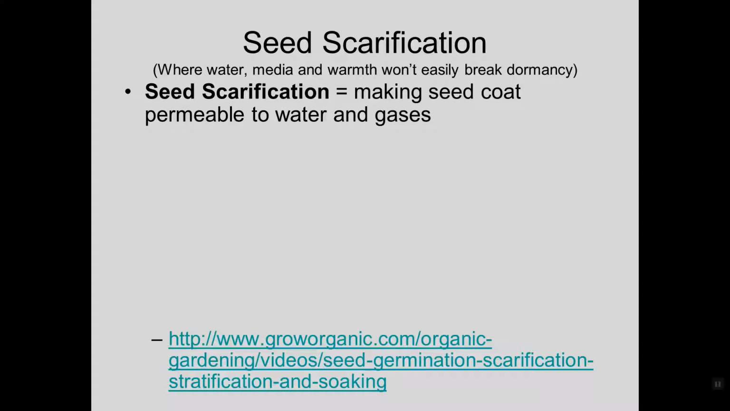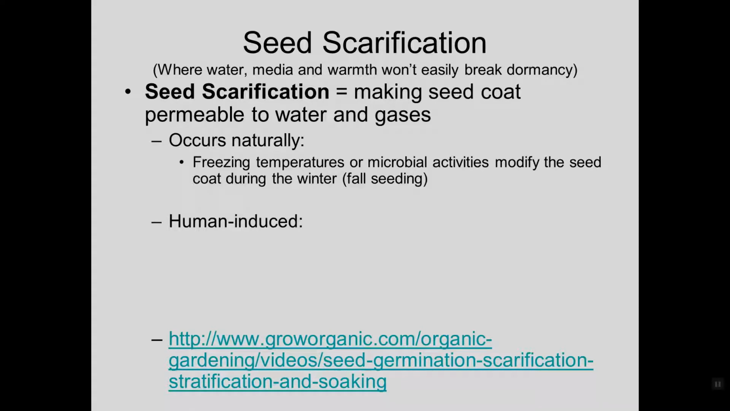Seed scarification is making the seed coat permeable to water and gases. That's where you weaken the seed coat and roughen it up so that gases and water can get in. That will break dormancy of seeds that have that rough, tough seed coat. Now, a lot of seeds don't. Like I said, a lot of the wildflowers you buy at a nursery, or vegetable seeds, don't have tough seed coats. You just add water and they germinate. But a lot of native plants, shrubs, and trees do have that.